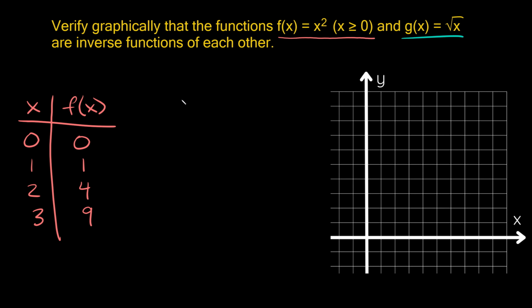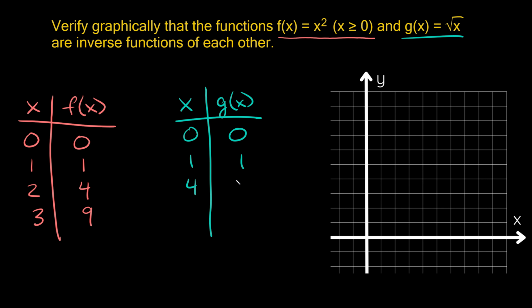So let's make another x, and then this time g of x table. Now remember, if these two functions truly are inverses, then all of these coordinate points are going to be the exact same over here, but just flipped, right? So first of all, 0, 0 flipped is still just 0, 0. Then 1, 1 flipped is still just 1, 1. And then here 2, 4 flipped is 4, 2. And then here 3, 9 would be 9, 3, okay?